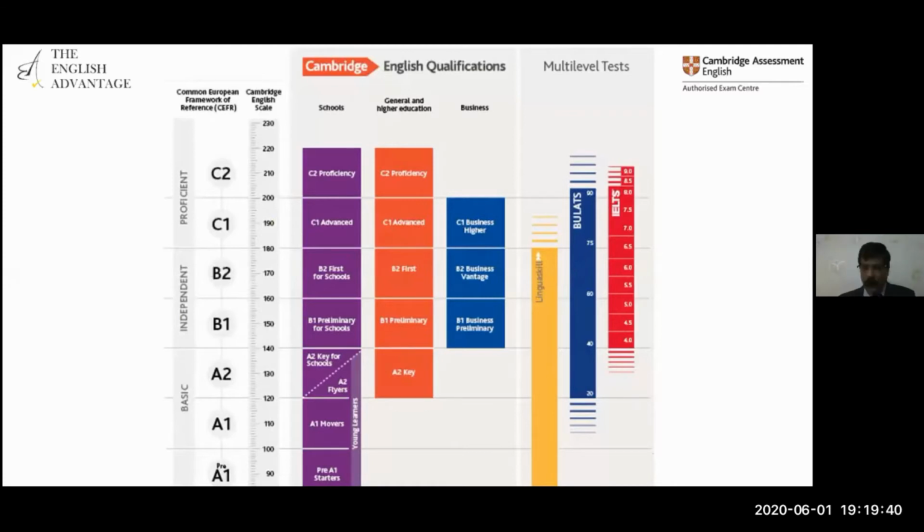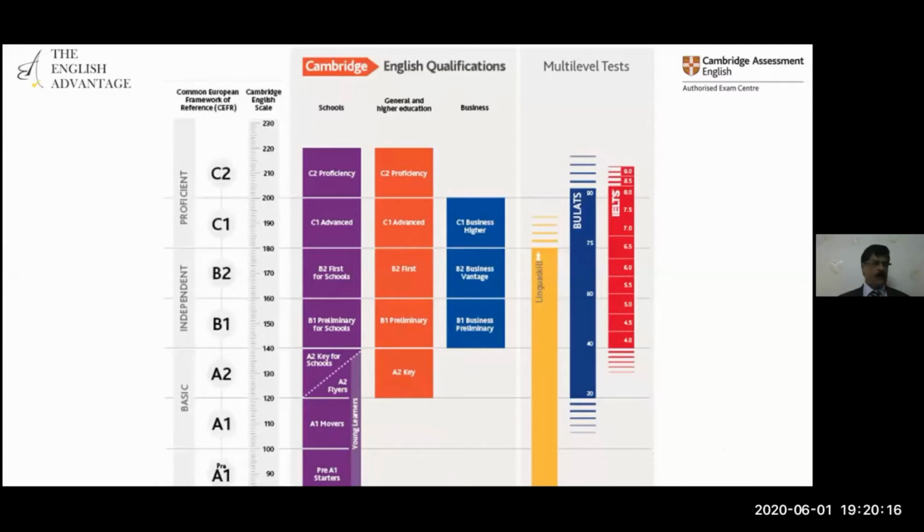What's this A1, A2? This is the level of your proficiency. We begin at the lowest level, which is the pre-A1, and go right up to the highest proficiency, which is C2. So what are these levels? The CEFR, the Common European Framework of Reference, is a framework that is designed by the Council of Europe. The Council of Europe is a body that sits and governs the English language and has benchmarked the proficiency.